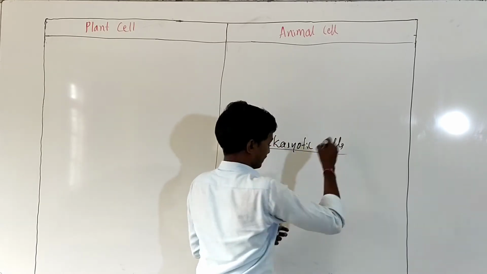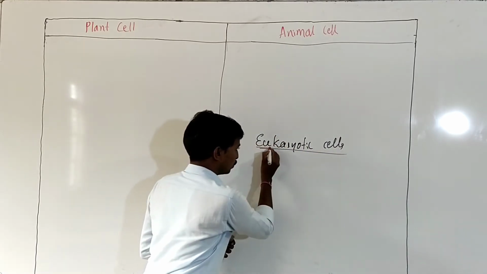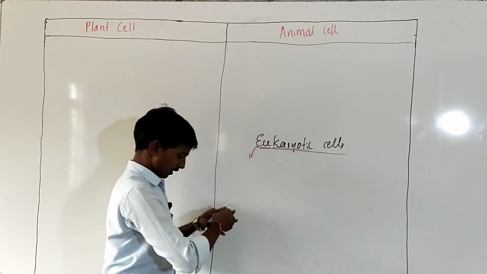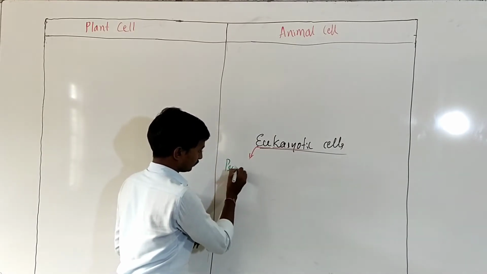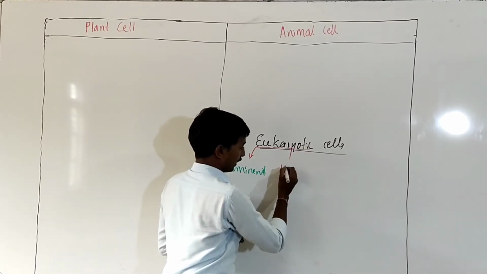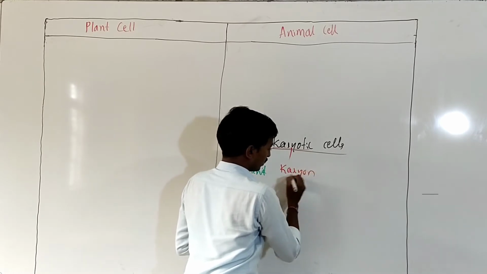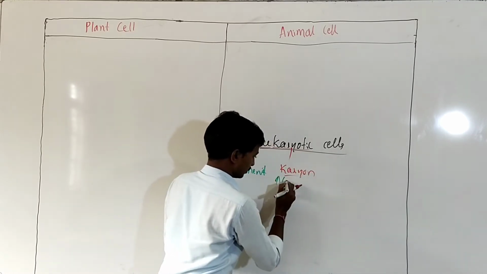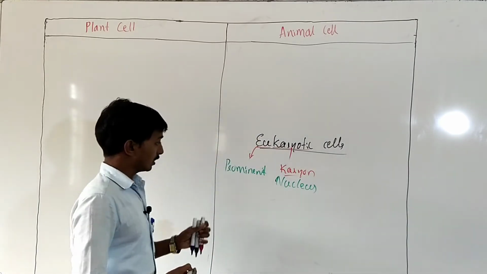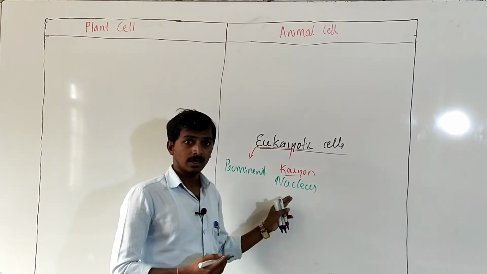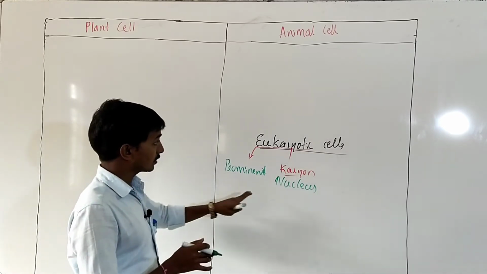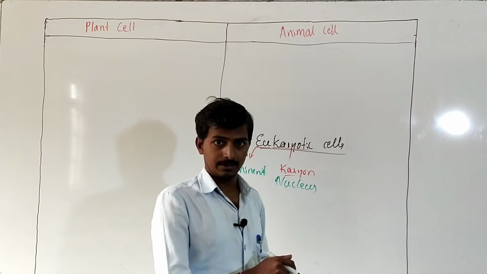Eukaryotic cells have two terms, eu and karyon. Eu means prominent. Karyon means nucleus. So, the prominent nucleus, advanced nucleus or well-developed nucleus in the case of a eukaryotic cell, right?